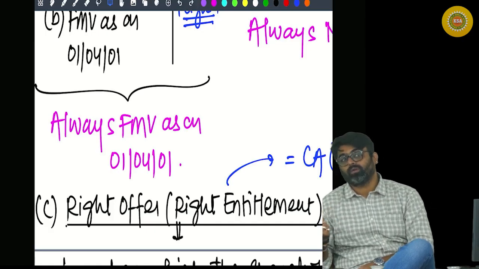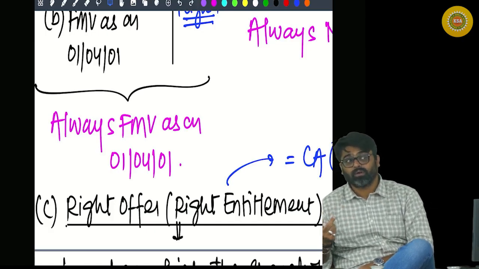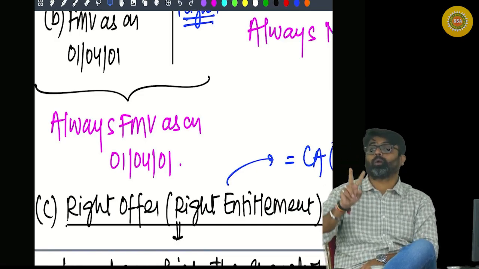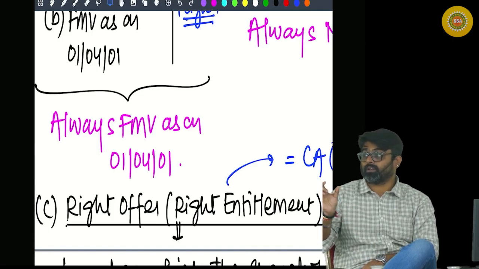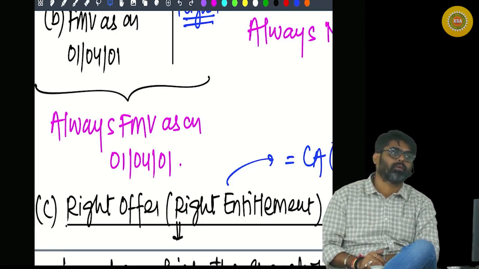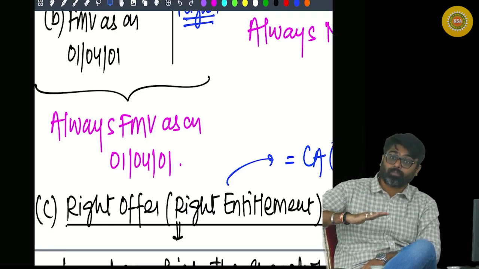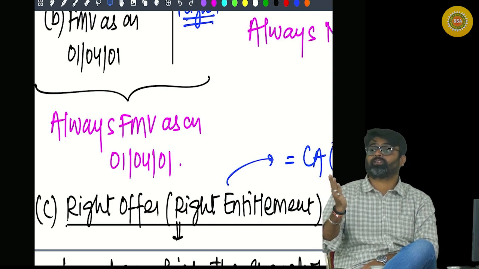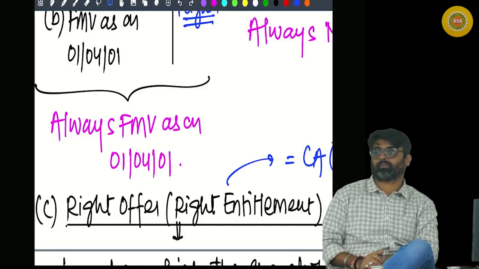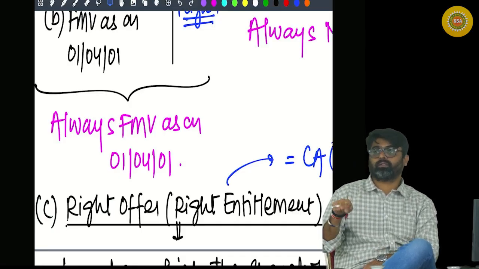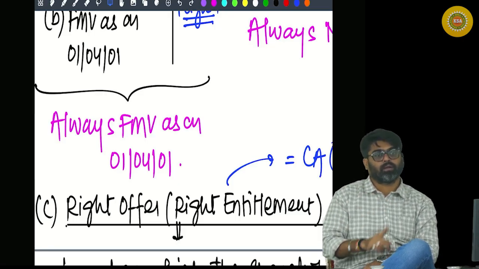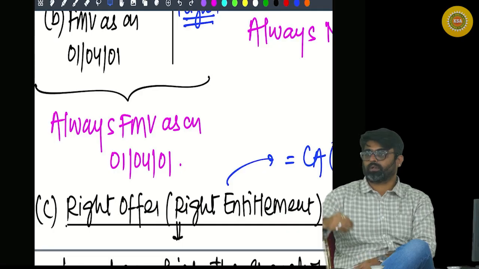Now tell me, the company has given you a right to acquire. Now we have two options. The company will give you some time. Within that time, if you exercise the option, then the right shares will be allotted. But what if within this time you don't exercise the option to buy? The time will be over. The option will lapse.